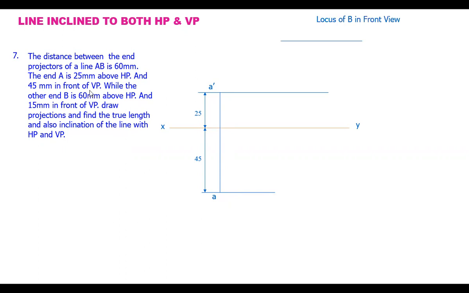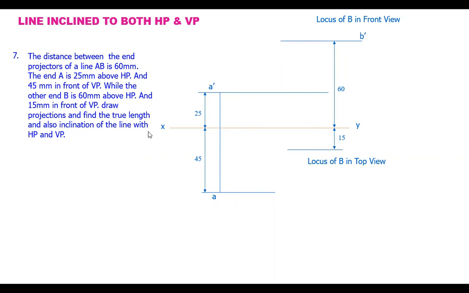We can mark the point B also, while the other end B is 60 mm above HP. At a height of 60 mm, we draw a locus here. This is the locus of B in the front view. And point B is 15 mm in front of VP. So here it is. This is the locus of B in the top view. So this is 15 mm.